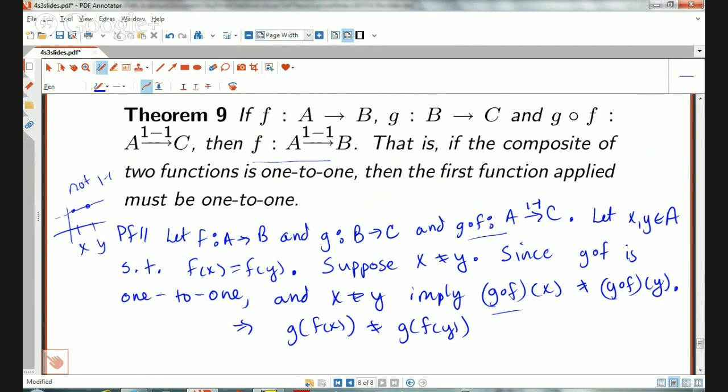I was assuming g was 1-to-1. No. Assume that g is 1-to-1. Yeah, I don't think we can do it that way. This is the last one. Let me double check that.